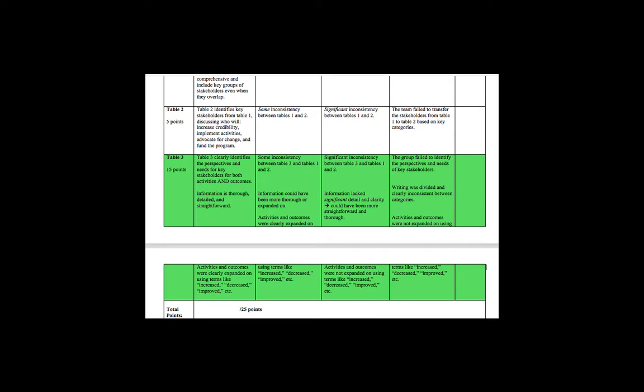Lastly, we have Table 3, where all stakeholders from Tables 1 and 2 are reflected in Table 3. There are 0 inconsistencies between the tables. It clearly indicates key stakeholders' perspectives and needs for activities and outcomes. So what are specific stakeholders interested in, and why does this program matter to them? One good way to figure that out is research their mission statement. What is their purpose, and decide what they care about. Also, you can group stakeholders together based on similar interests and perspectives.